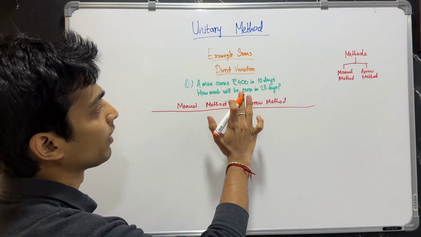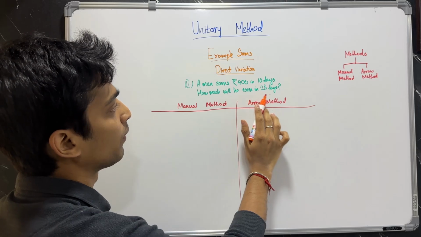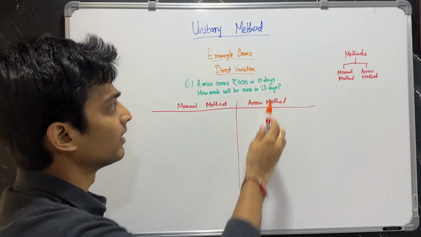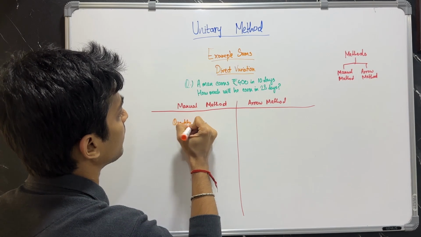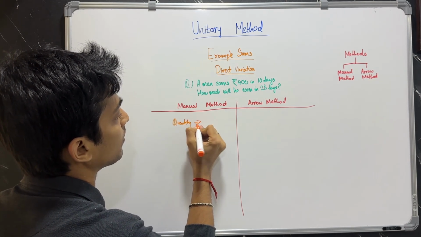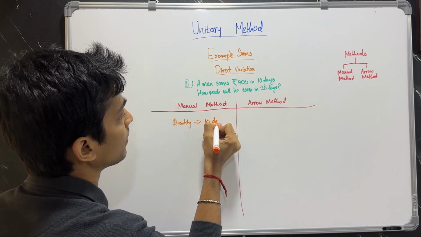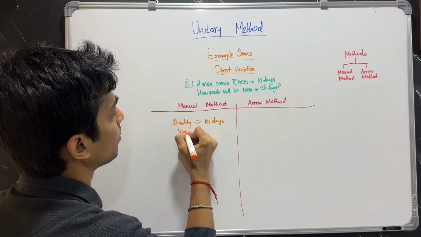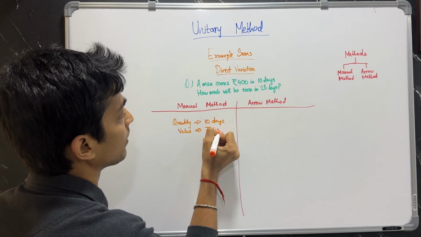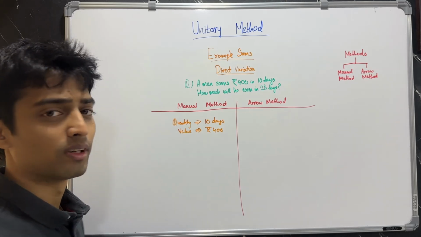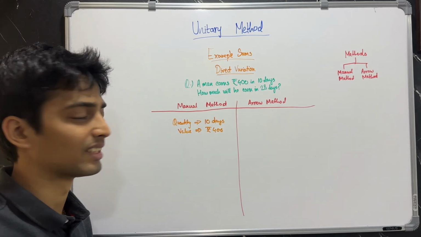A man earns 400 rupees in 10 days. How much will he earn in 28 days? The quantity is 10 days and value is 400 rupees. Quantity 10 days, value 400 rupees. We need to identify first whether it is direct variation or inverse variation.